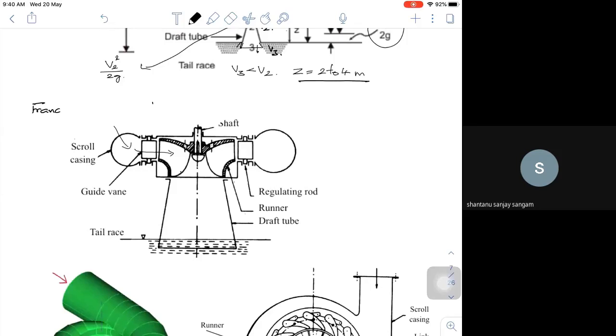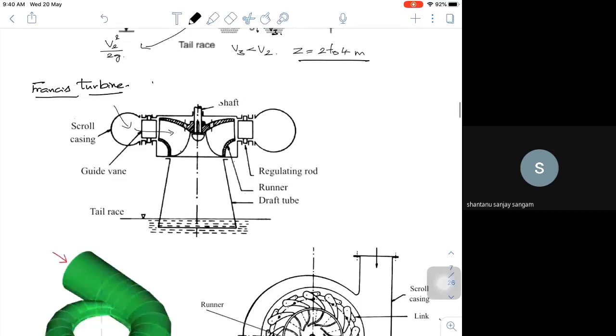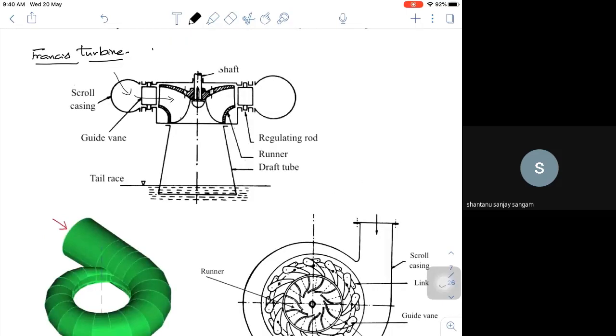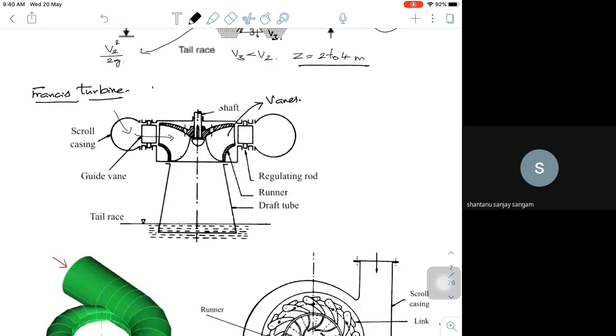This is for a Francis turbine. Look at it, the Francis turbine we have in our lab. We have something called a scroll. Scroll casing means something which is spiral. And we have what are called the runner or blades or vanes. And I have told that the shaft is vertical. The shaft is vertically mounted.